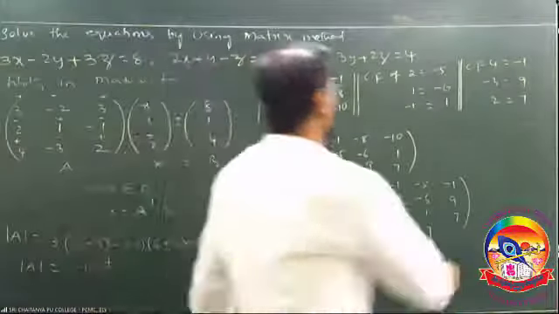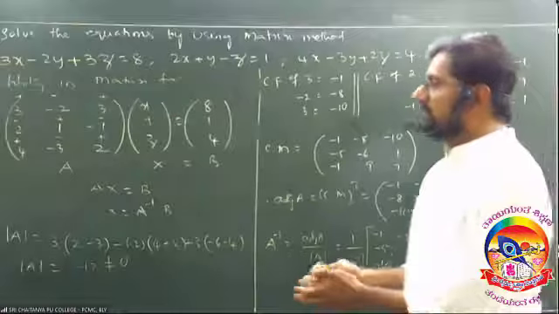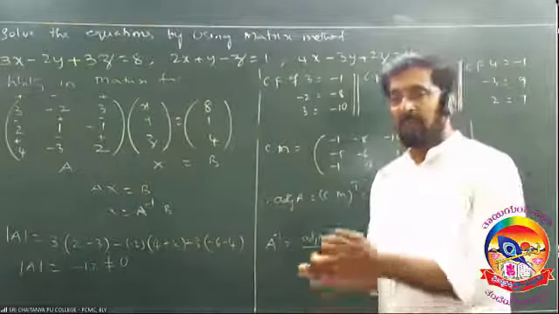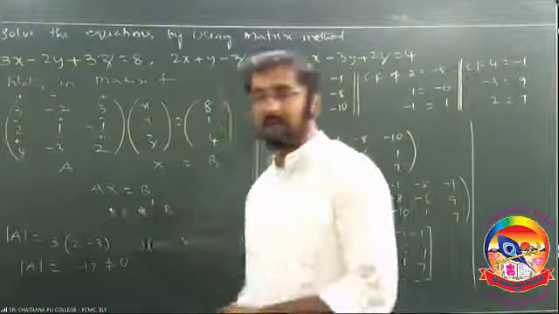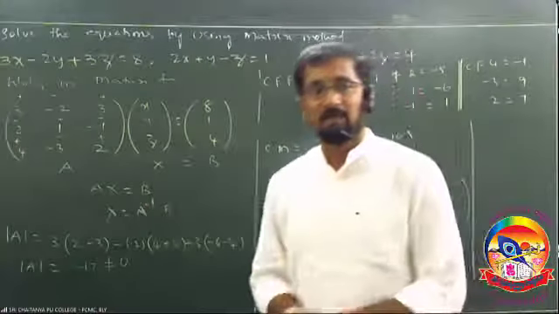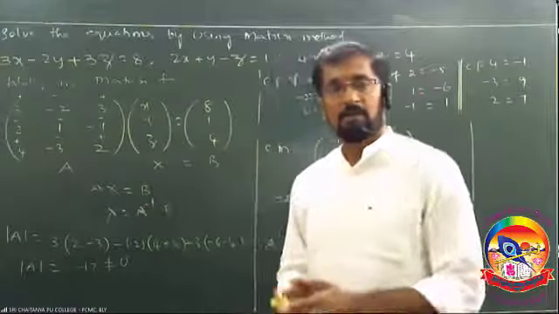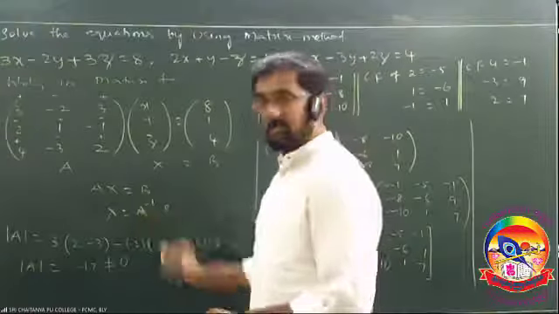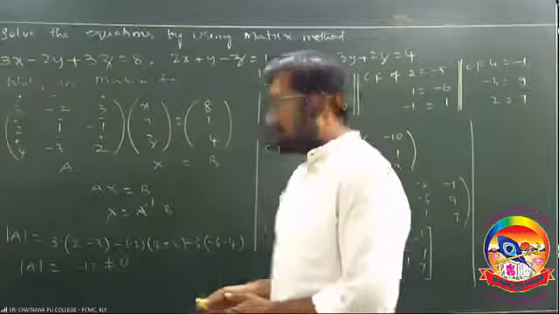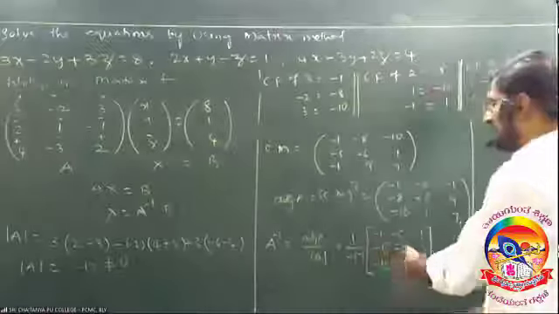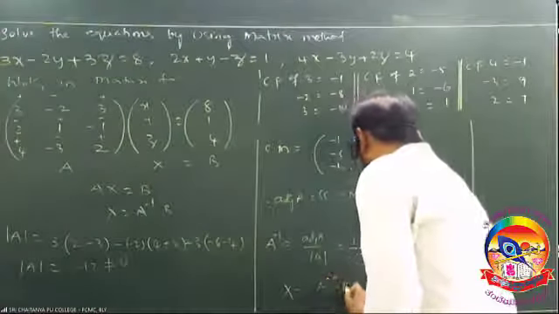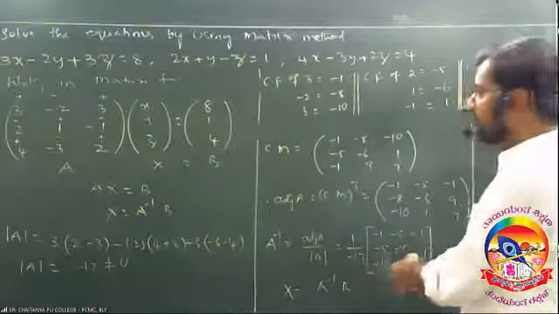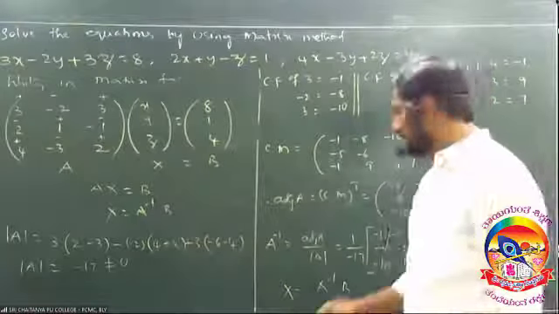After that, what to do? See here, we found up to A inverse. After finding A inverse, you should find the value of capital X, which is nothing but the variable matrix, right? So capital X is equal to A inverse into this constant matrix. What is that A inverse? You got this one. Therefore, capital X is equal to A inverse into B. You just copy up to this point. Afterwards, I will discuss the remaining part.